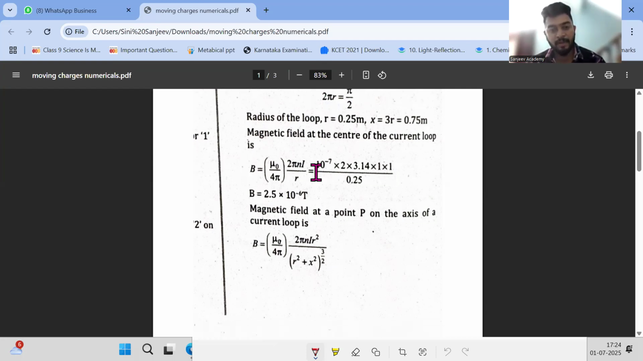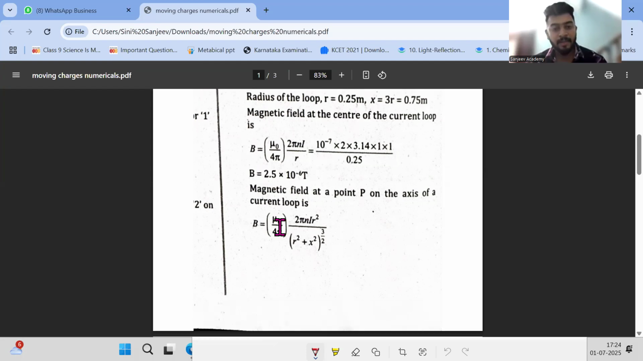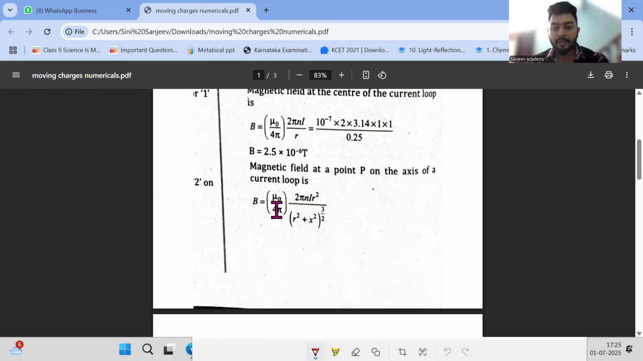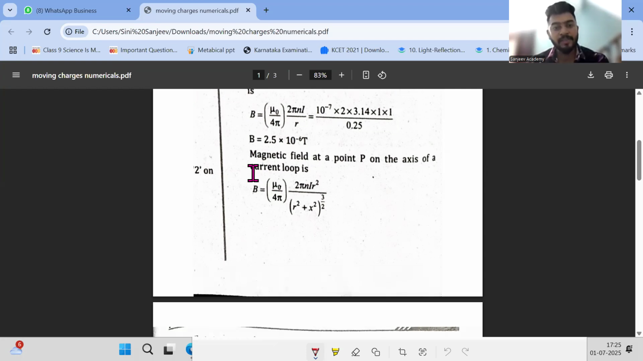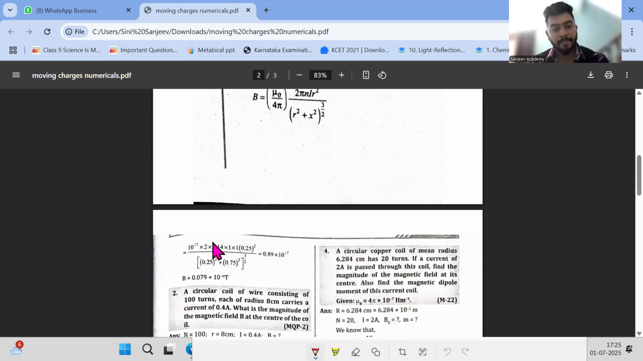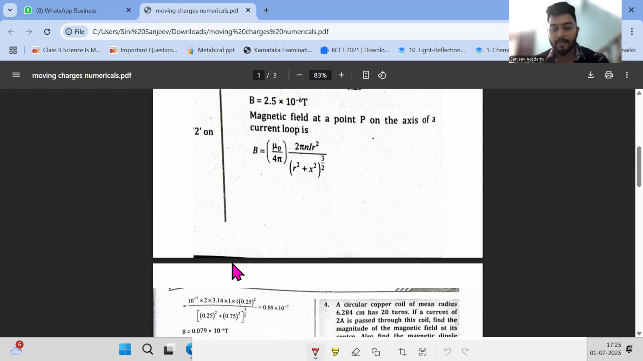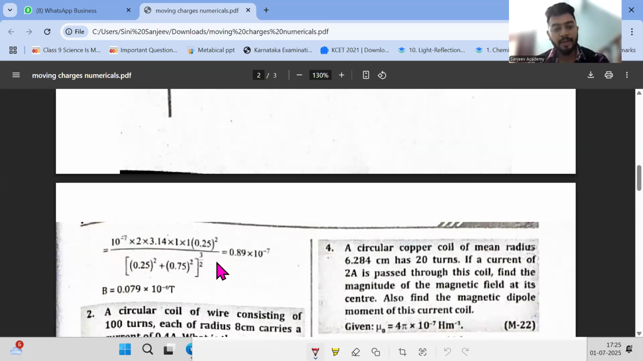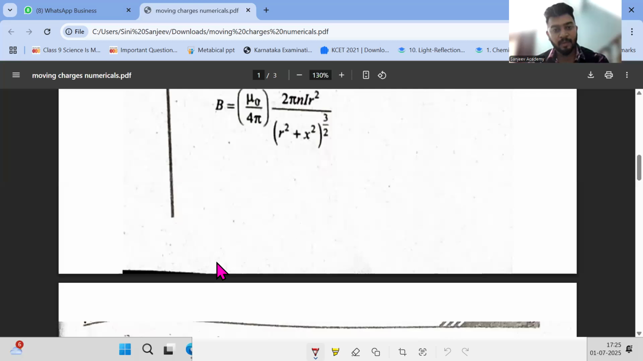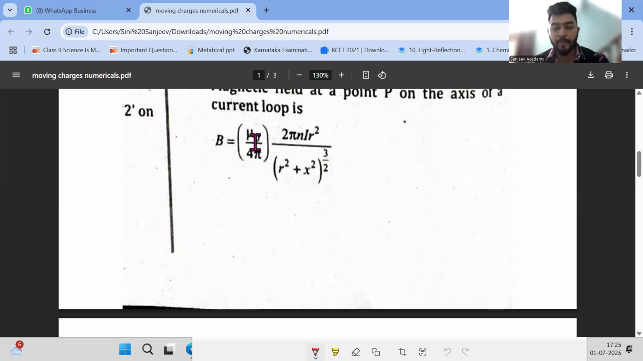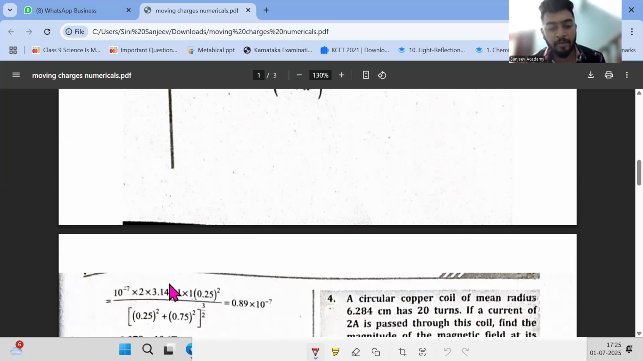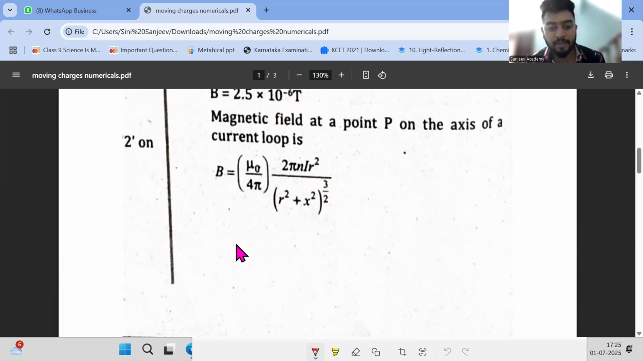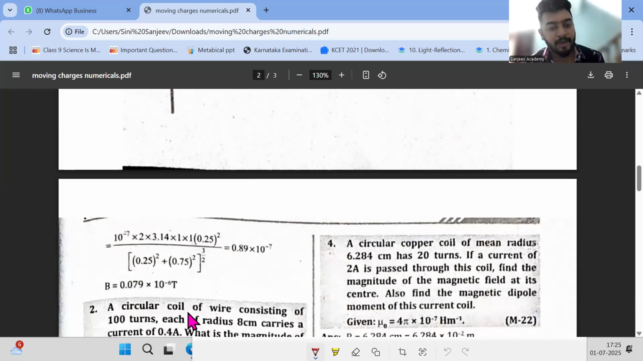B is equal to the formula we'll be using. You'll get the value of B. And then the magnetic field at a point, that derivation I already taught you. The same thing you have to substitute. Then I'll get the value of B through that. Direct substitution. The only thing is 4 pi and 4 pi will get cancelled. So mu naught by 4 pi value is 10 power minus 7. The rest of the things are simple calculation. R is 0.25, x is 3 times R, so 0.75. So calculation.